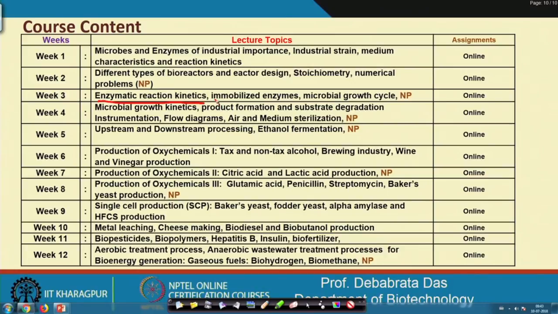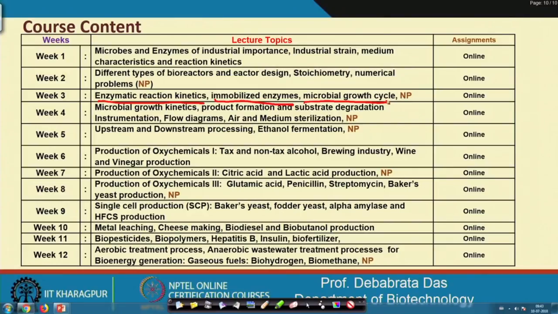And then I shall discuss immobilized enzymes, because suspended enzymes have a lot of problems with purification, and we cannot use the enzyme again and again. When you use an immobilized enzyme, we can use the enzyme again and again. It has a lot of industrial significance.